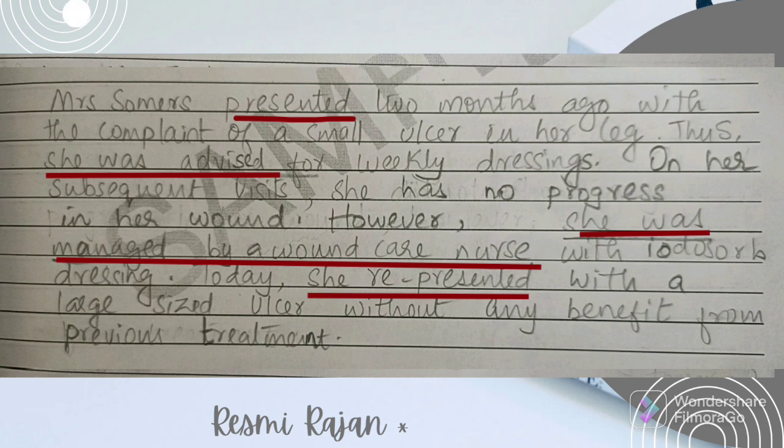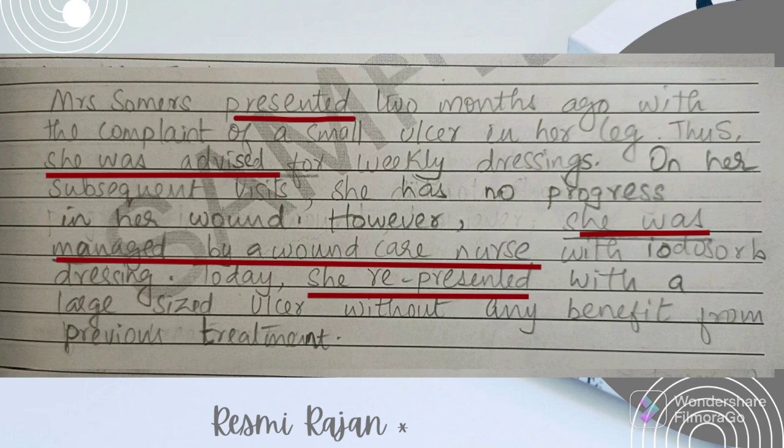On her subsequent visits, she has no progress in her wound. However, that should be active only. "She has no progress" we have to write in active only. Then, "however, she was managed by a wound care nurse with hydrosorbate dressing." Most of the students, how will they write? "However, a wound care nurse service with hydrosorbate dressing has been initiated." Most of them used to write like that, but it should be "she was managed by a wound care nurse with hydrosorbate dressing."